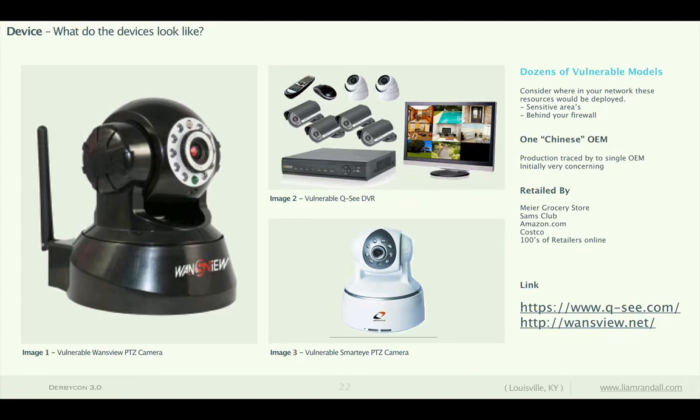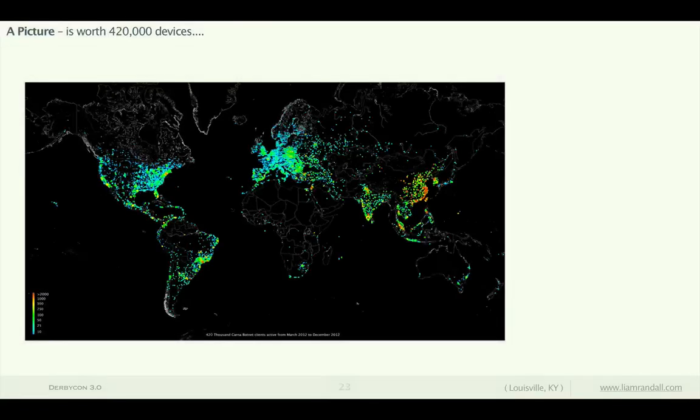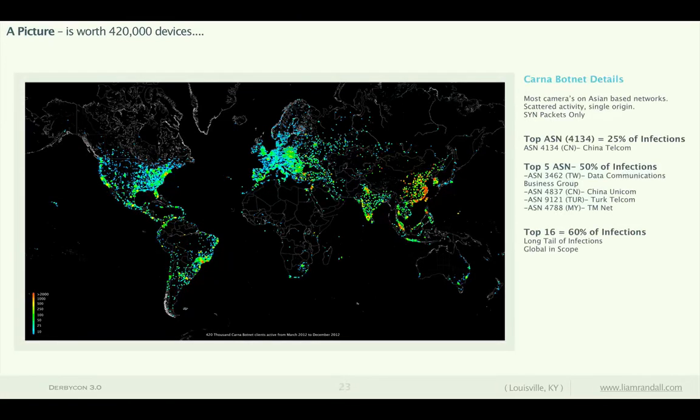You may have one of these at your house now. You buy these at Amazon.com, on Costco, Sam's Club, hundreds of retailers online. And a picture is worth 420,000 devices. It's actually kind of beautiful when you look at it like this. And this graphic here was actually generated by the Karna botnet team.